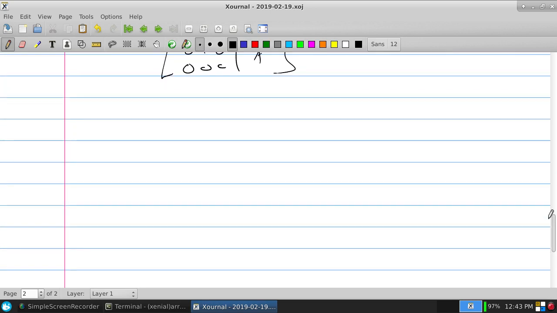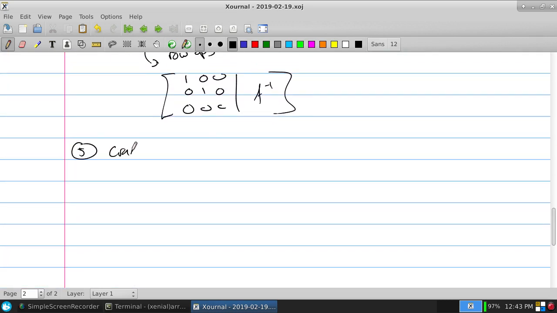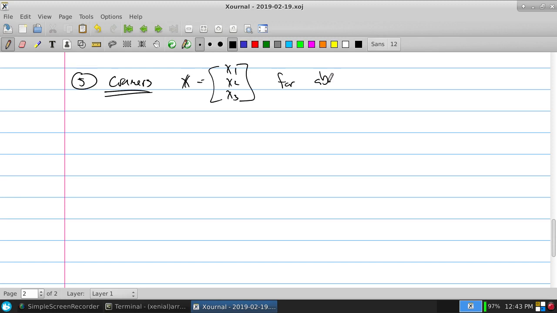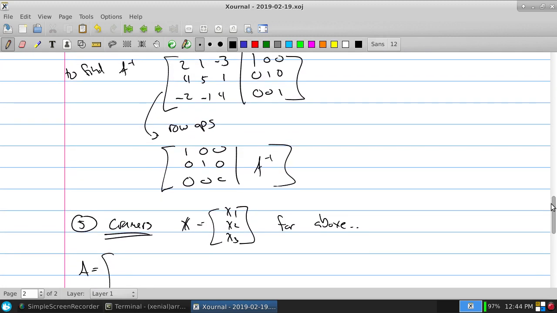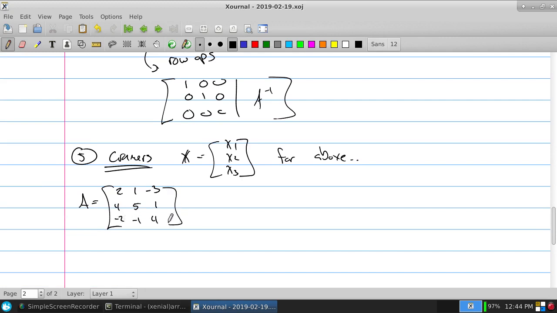Now, Cramer's. Now we're up to, what's the fifth way to solve a system of equations so far? Cramer's is essentially this. For this problem, x, which is equal to x1, x2, x3. For the problem above, A was equal to 2, 1, negative 3, 4, 5, 1, negative 2, negative 1, 4. B was equal to 0, 8, 2. And so what does that make A1?